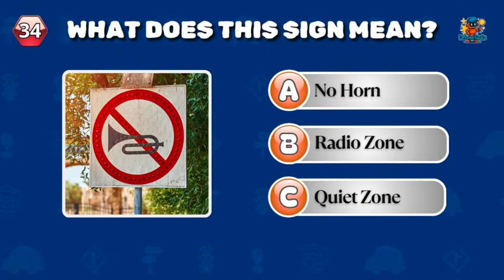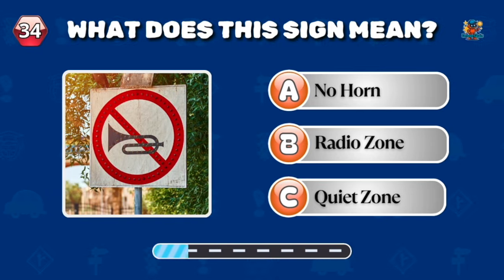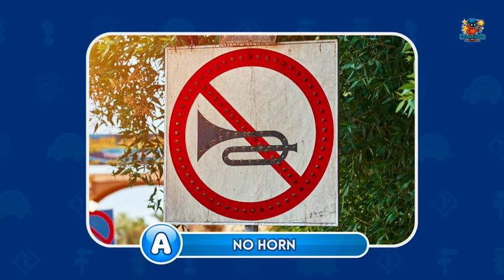Question 34. A. No horn. B. Radio zone. C. Quiet zone. No horn. Honking is not allowed in this area. Keep noise to a minimum.